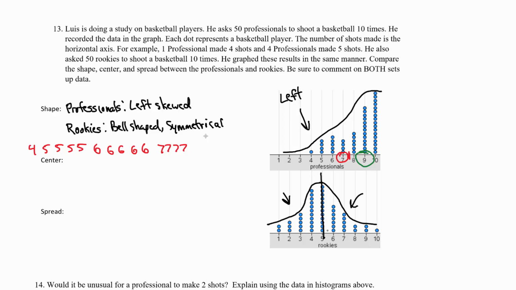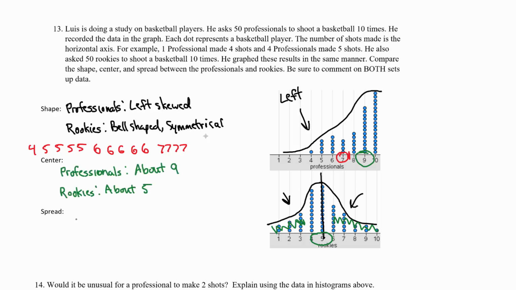When we take a look at the rookies, this one's a little bit easier to see the center because you've got a bunch of data over here, and then this is kind of even over here. The same amount of data is on the left. So the center of all this, you'd probably find to be, I'd say about 5. Maybe it's pulling to the 4 a little bit, but I'd say about 5 would be a good center.